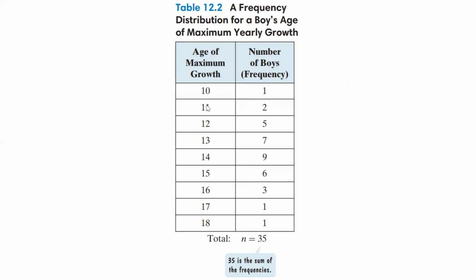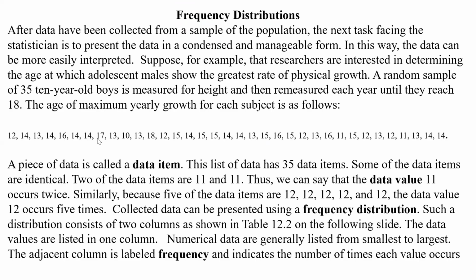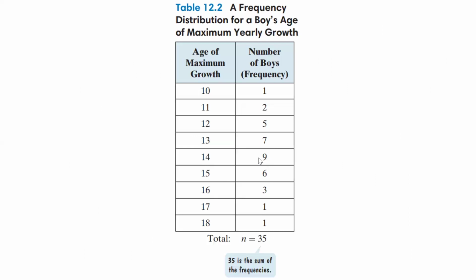There was one of those. 11, we said there were only two. 12, we said there were five. And like I was saying, there's 14. We saw quite a few 14s. There are 9 of those, so that's the biggest one. And then it goes back down. Then all of them added together, as far as the frequencies go, give us our total number of boys that we sampled there.